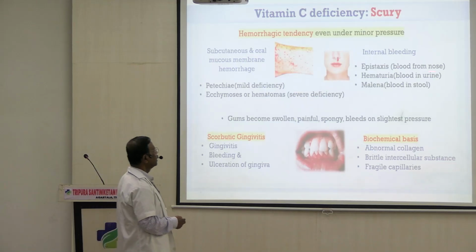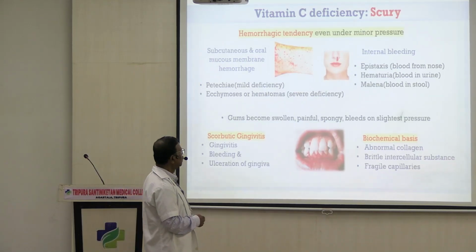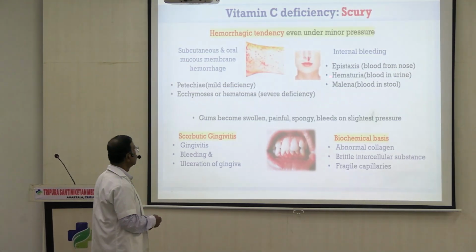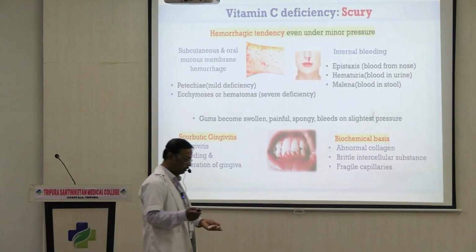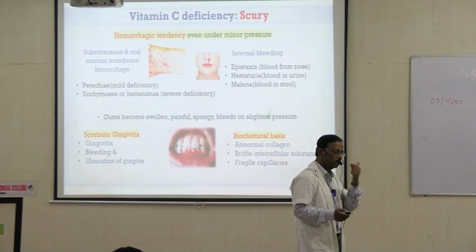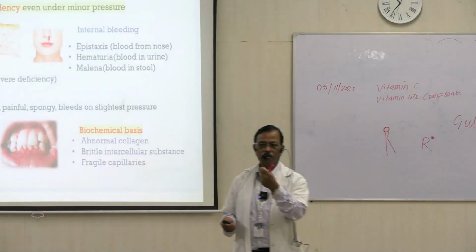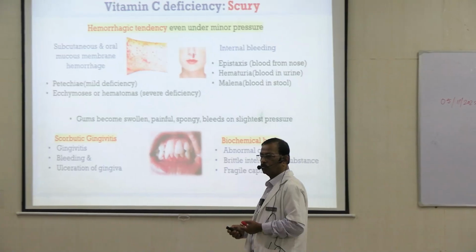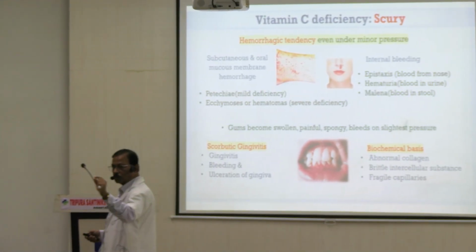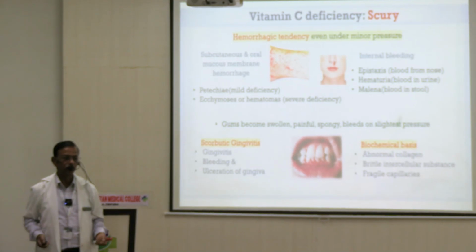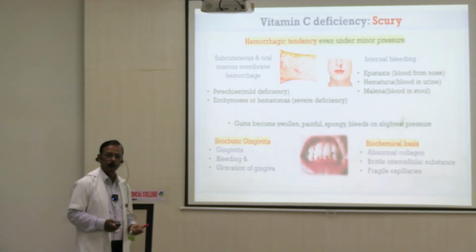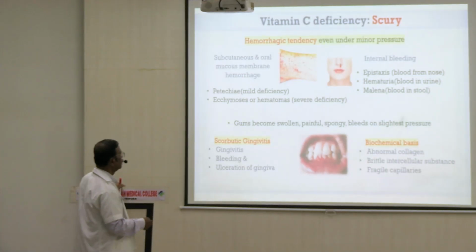Internal bleeding: there may be epistaxis, bleeding from the nose. There will be bleeding from the nose without any injury, I should say. There is no pricking, nothing is there, but there will be spontaneous bleeding because the nasal septum has a plexus of arterioles, and that gets easily ruptured in case of vitamin C deficiency.